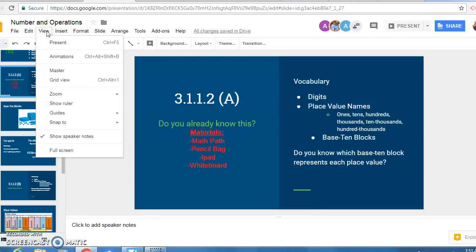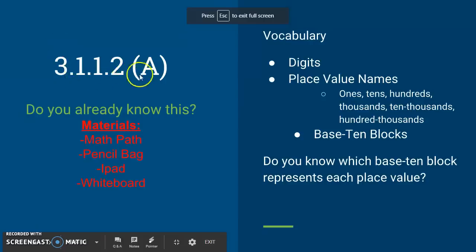Good morning, third graders. Today we're going to work on numbers and operations 3112A, and we're actually going to do 3112B as well today because they use a lot of the same vocabulary. The materials you're going to need are your math path, your pencil bag, your iPad, and a whiteboard. So if you do not have those things yet, pause the video please and go grab those things.